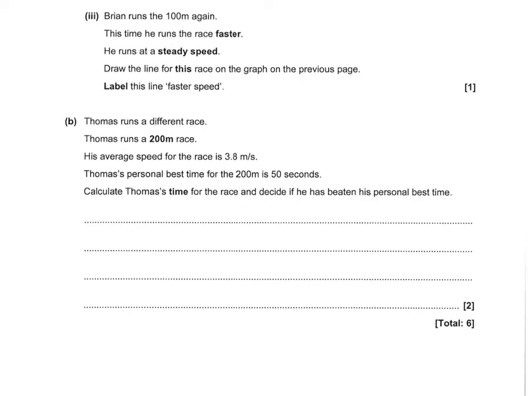Thomas runs a different race. Thomas runs a 200 meter race. His average speed for the race is 3.8 meters per second. Thomas's personal best time for 200 meters is 50 seconds. Calculate Thomas's time for the race and decide if he has beaten his personal best time. So you've got to work out the time. So remember, speed equals distance divided by time. So distance equals speed times time, and therefore time equals distance divided by speed.